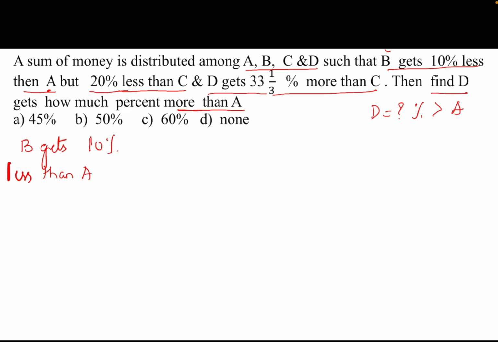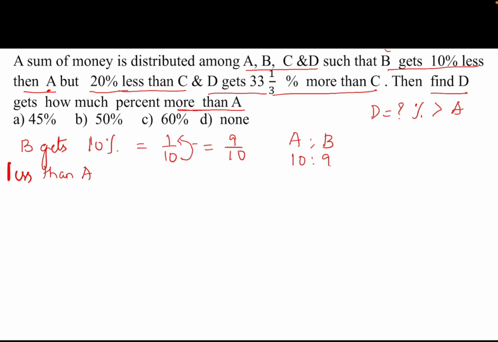Okay, 10% we can write as 1/10. Now, if A gets 10 parts, then B will get 1 part less than A. So it is 10 minus 1, which is 9/10. Therefore, A is to B is 10 is to 9, because B is getting less, isn't it? So if 9 parts is B, 10 parts is A.